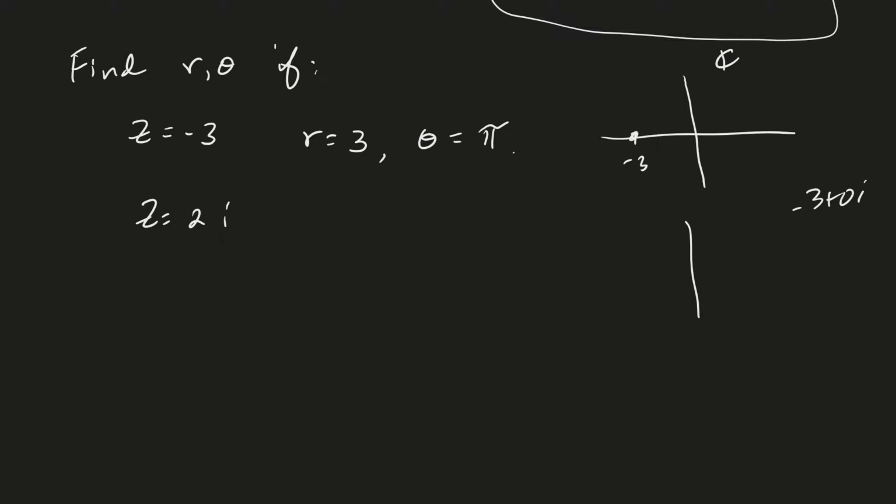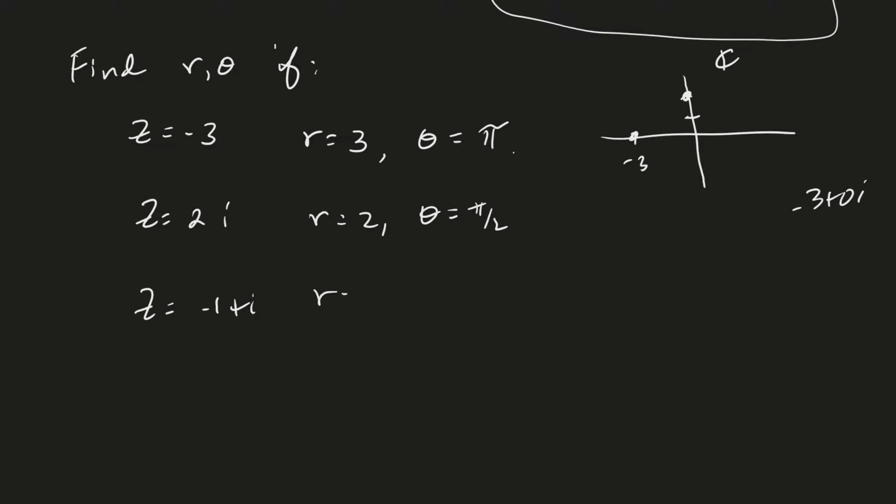Okay, where are you? I guess we could use the same. 2i, we're right here, right? And so therefore my r is equal to 2, and my theta is pi over 2. Good. And now how about if z is equal to minus 1 plus i?